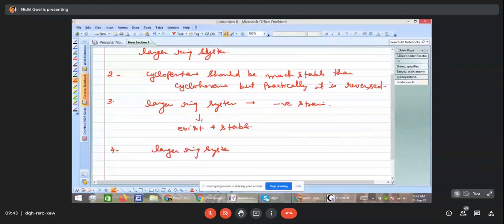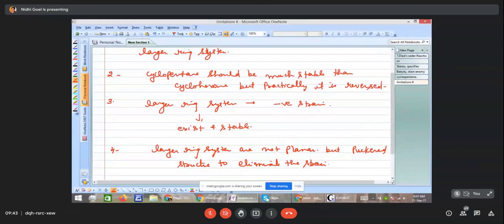Fourth limitation: larger ring systems are not planar. According to Baeyer's strain theory, the ring system should be planar to remove the strain. But in reality, cyclohexane occurs in another form, a puckered ring structure, to eliminate the strain. So it exists and is much more stable.